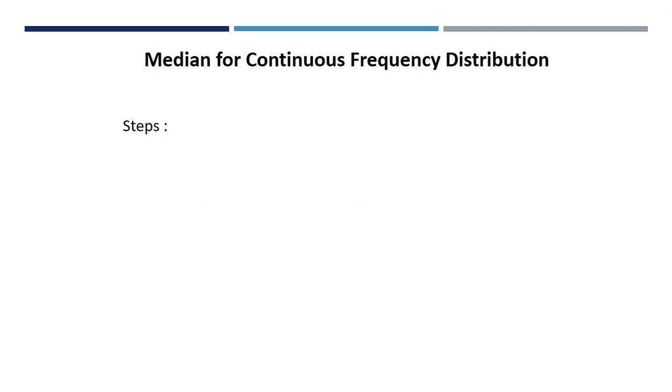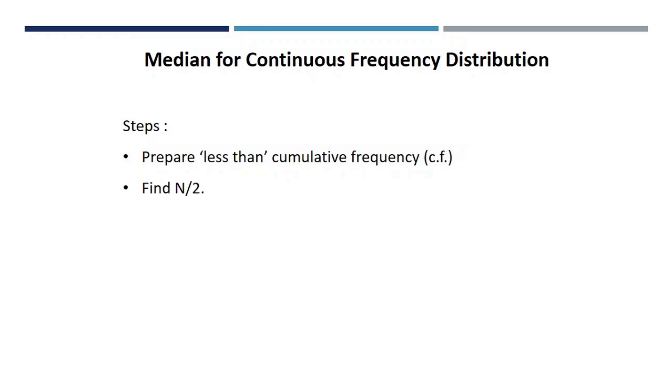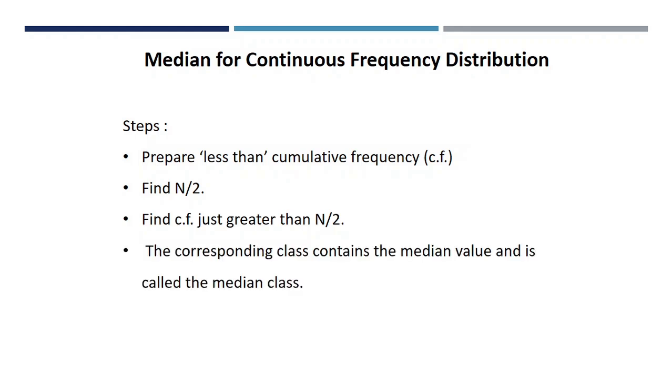The steps for calculating median for continuous series are: first, prepare the less than cumulative frequency from the frequency distribution given. Then find the value of n by 2, where n is the total number of elements or total frequency. Find the cumulative frequency just greater than n by 2. The class corresponding to that is the median class. Use the formula to calculate the median.